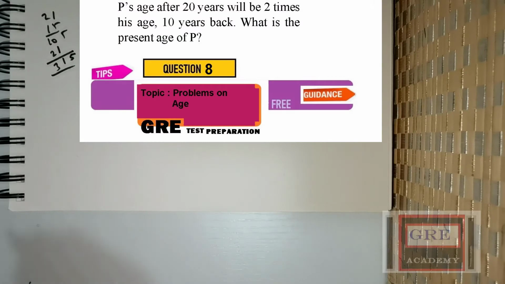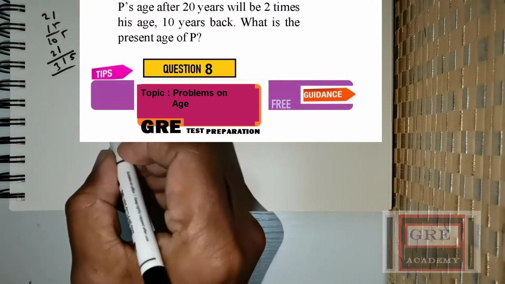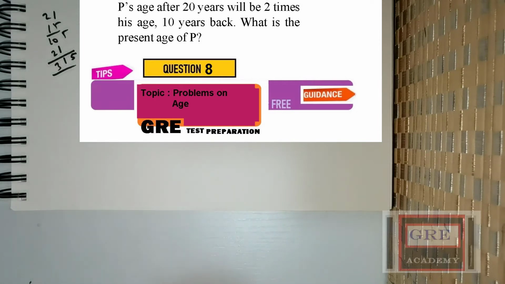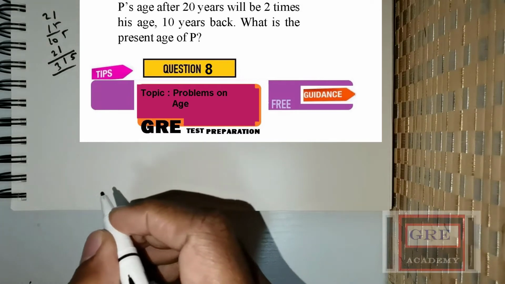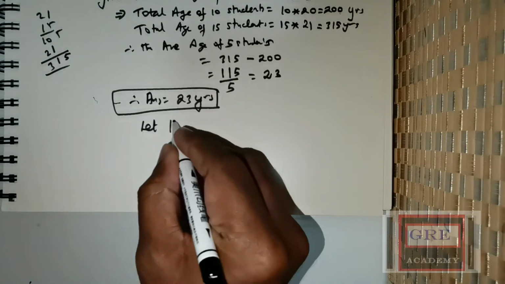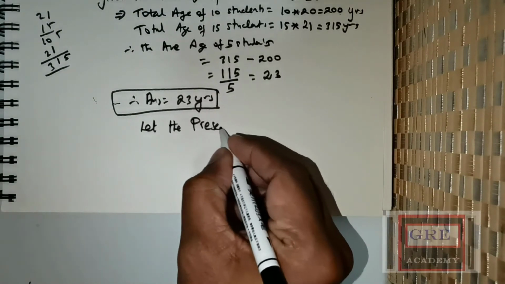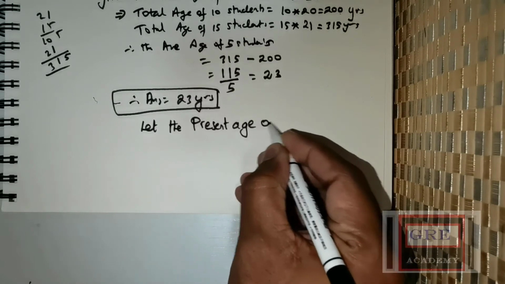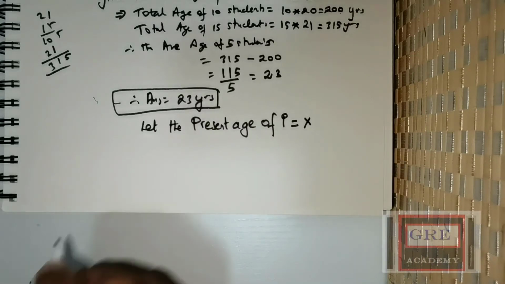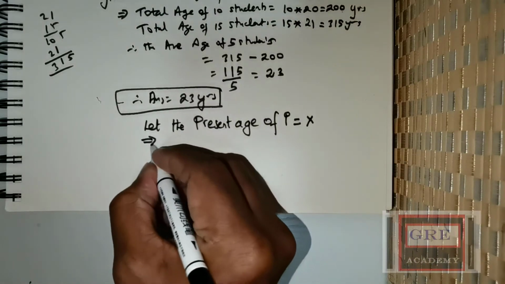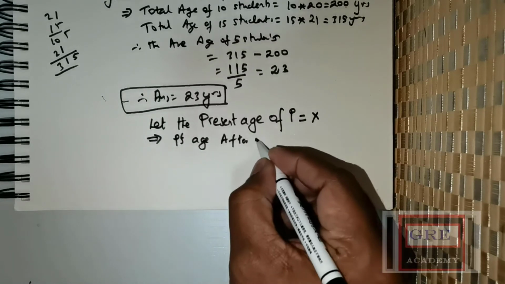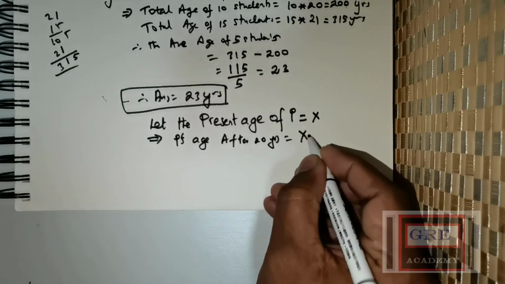Students, let's do this question. We are given that P's age after 20 years will be 2 times his age 10 years back. So what is the present age of P? Foremost, let us assume the present age of P be equal to x. Then this would mean P's age after 20 years will be x plus 20.